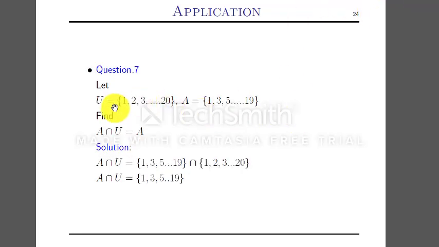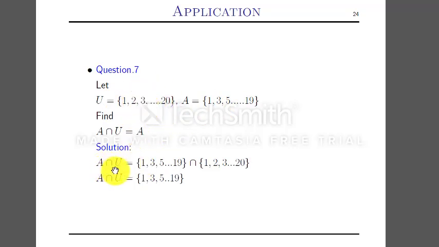There is another example. Let U be equal to {1, 2, 3, 4, ...}, the set of natural numbers up to 20. A is the set of odd numbers below 20. Find A intersection U is equal to A. A is a set whose order is less than the order of U. So in intersection we must write the smaller set. So A intersection U must be A, because all the elements in A lie in the set U.